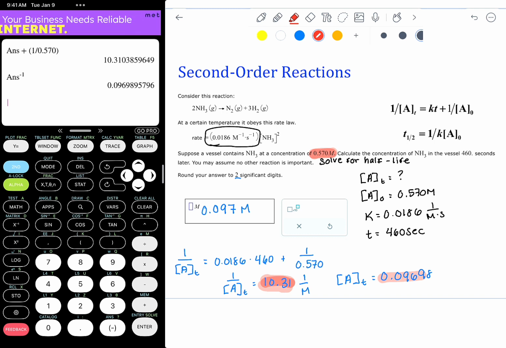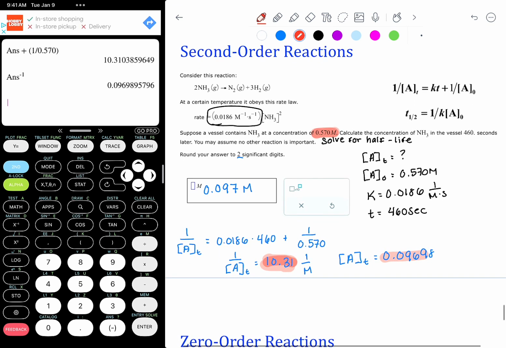Now let's find the half-life. Even though the problem didn't ask for it, let's just do it anyway, since we have the equation. So our half-life, T half-life, is equal to 1 over k times the initial concentration: 1 over 0.0186 times 0.570. So let's do that on our calculator.